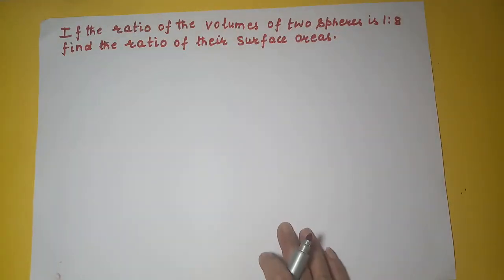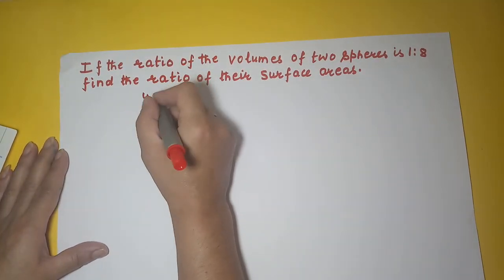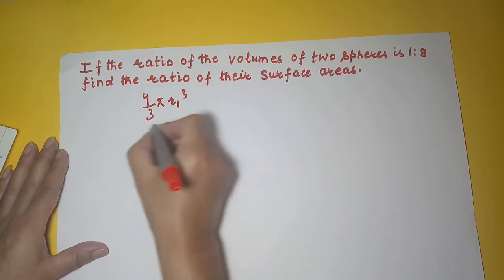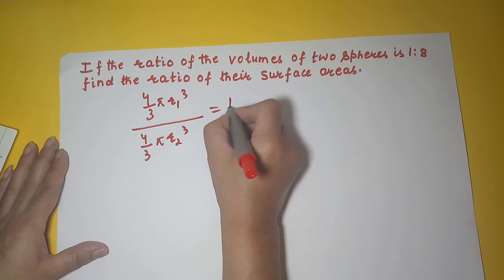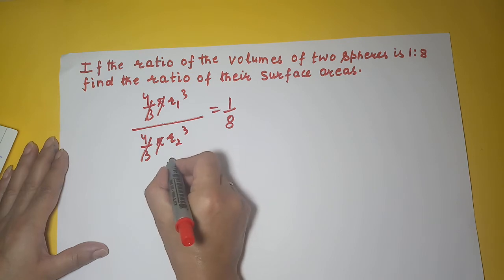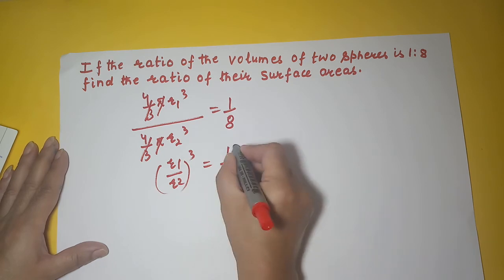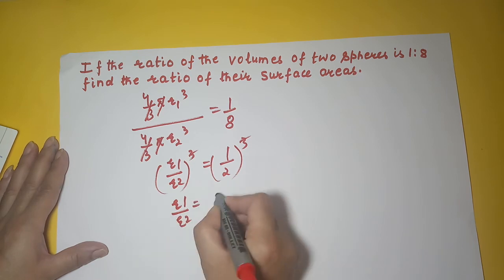Now the last one. In this he is saying that if the ratio of the volumes of two spheres is 1:8, okay? Let's have two spheres with radius r1 and r2. So 4 by 3 pi r1 cube upon 4 by 3 pi r2 cube is equal to 1 by 8. So 4 by 3 pi and pi, we have got r1 upon r2 whole cube. This can be written as 1 by 2 whole cube. Cube and cube will go. So we have r1 by r2 equal to 1 by 2.